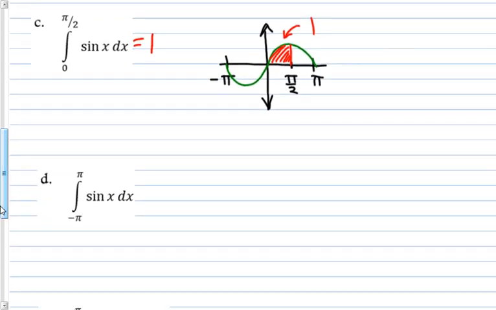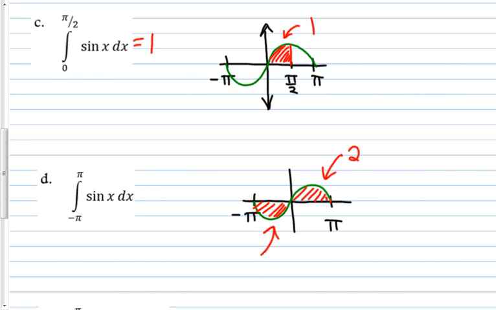All right, D, last but not least. I'm going from -pi to pi. So -pi to pi. And let me go ahead and draw my pretty little sine function. Ooh, that's horrible. Okay, and they want me to focus on all of this. So again, remember this is 2. And remember, because this is underneath the x-axis, it's -2. So a big fat 0.